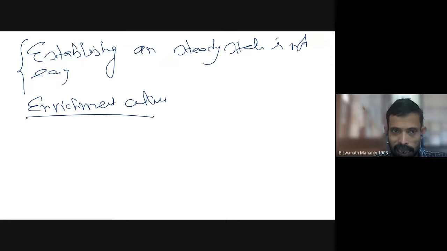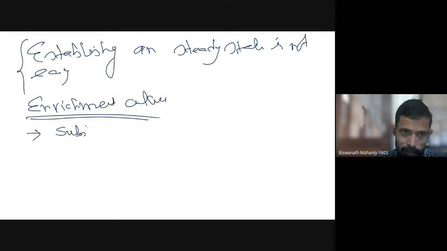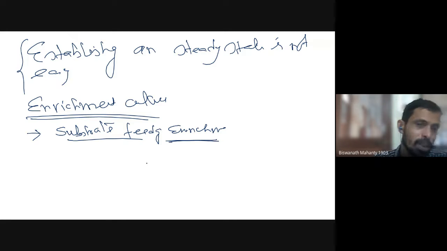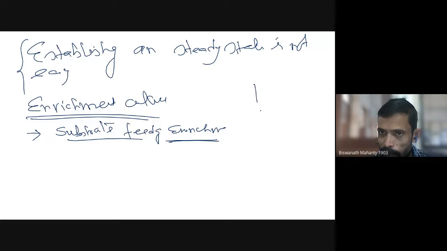What are the other strategies that I'm going to discuss now? So the first strategy is, I told you, one enrichment can be made by substrate. Okay, substrate feeding. That means you are allowing the microorganism only to survive in your plate. What is the example? I am preparing a media only containing starch.